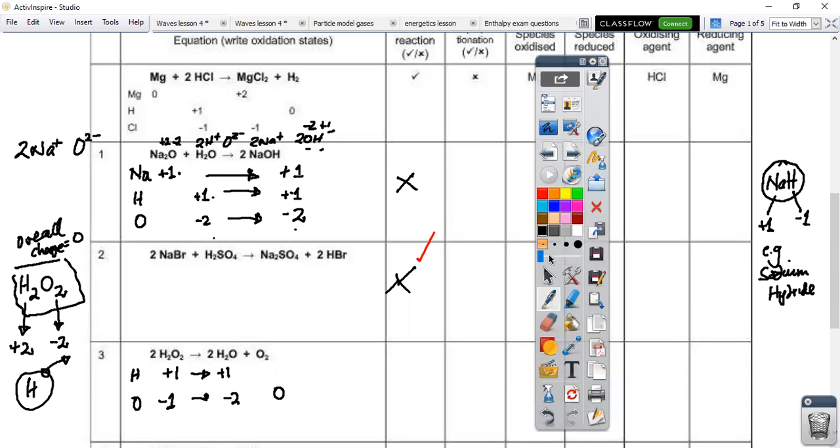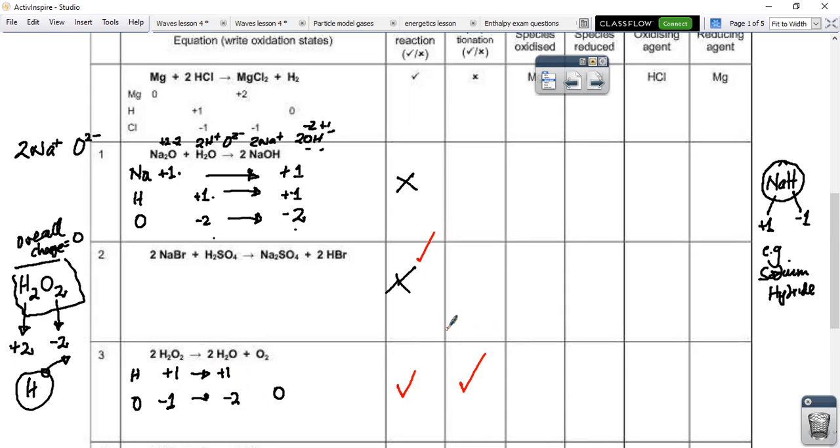Let's get a red pen. And we can also see, is there anything else that has happened? Well, redox has happened as well because there's been reduction and oxidation. So we can tick that box as well. Are you okay with that? Yeah, but it is fundamentally a disproportionation reaction.